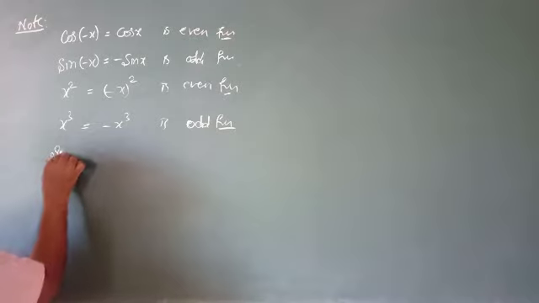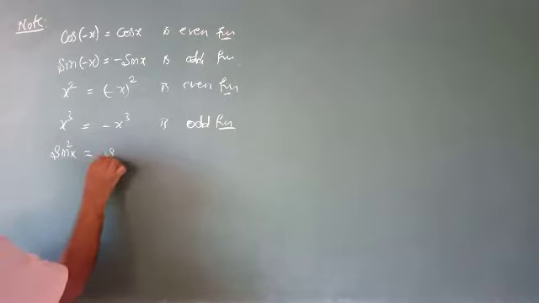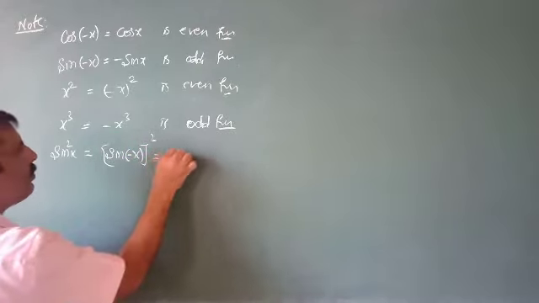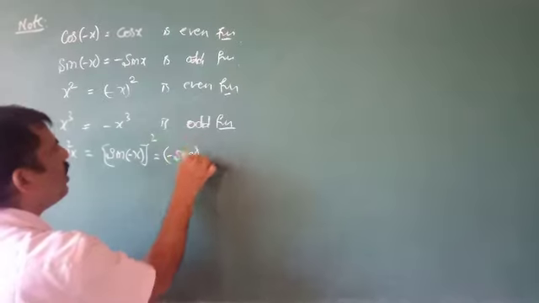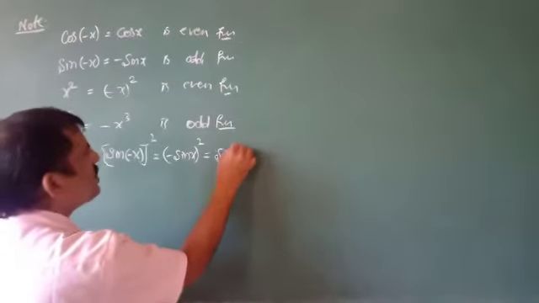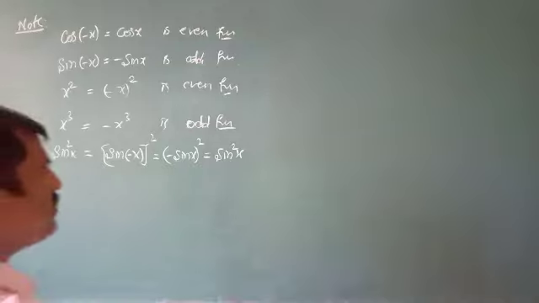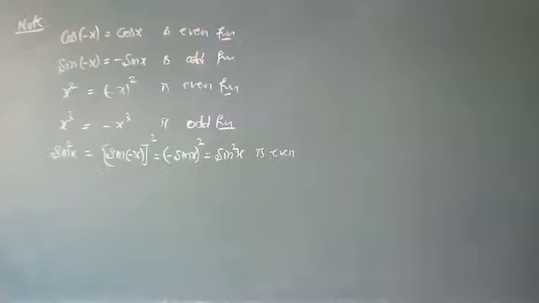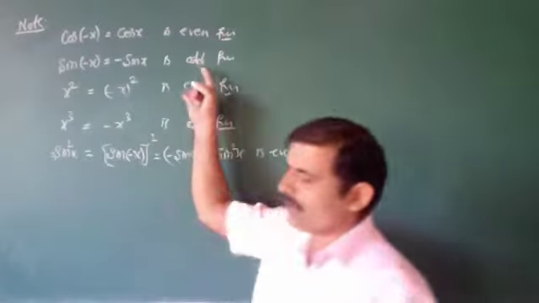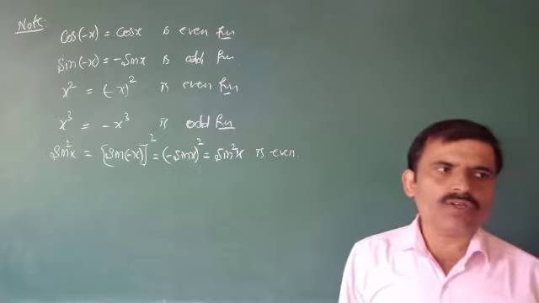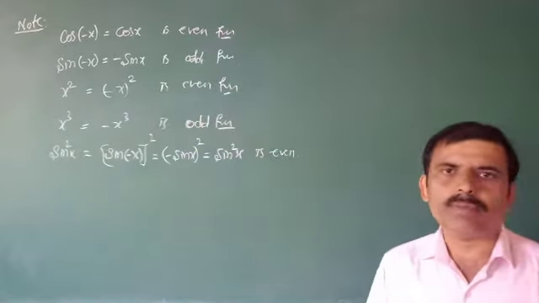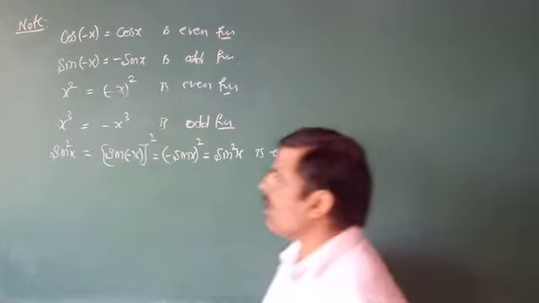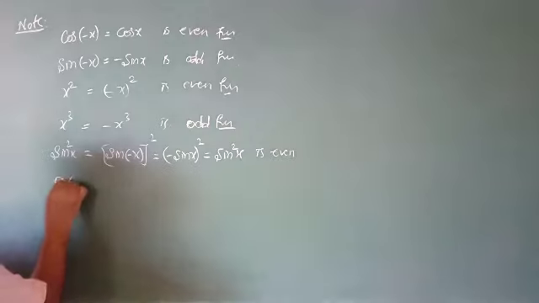So sin square x is equal to sin of minus x whole square, which is equal to minus sin x whole square, which equals sin square x. So sin square x is an even function. Sin x is an odd function. Only sin square x is an even function. Remember these. If integral examples are asked, they carry 1 mark.